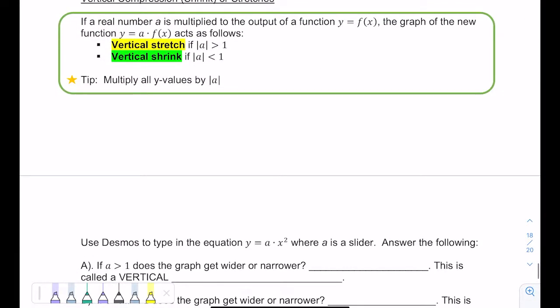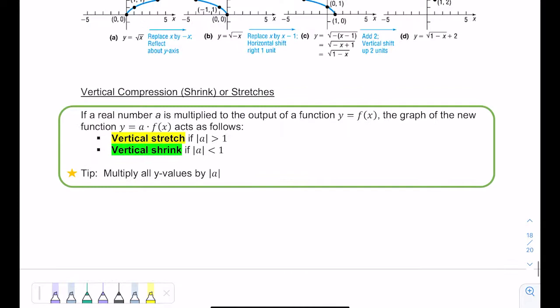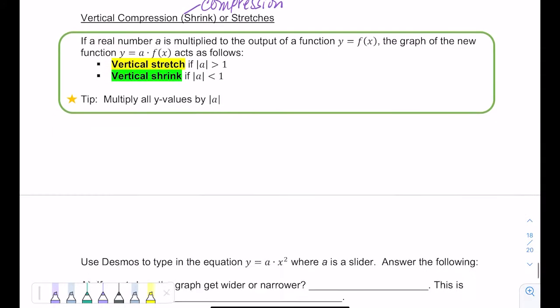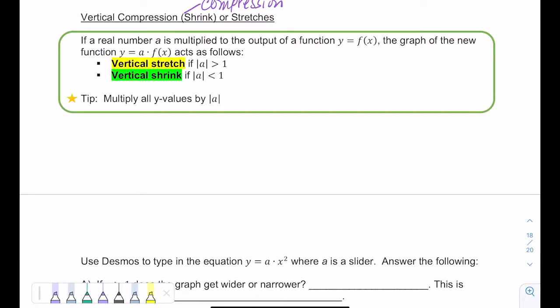Okay, let's look at shrinks, also known as compressions, like to compress something. Think of compression pants, right? And stretches, to pull on something. Okay, first we're going to take care of vertical shrinks and stretches. So if we're given a function, right, it's going to be a vertical stretch.